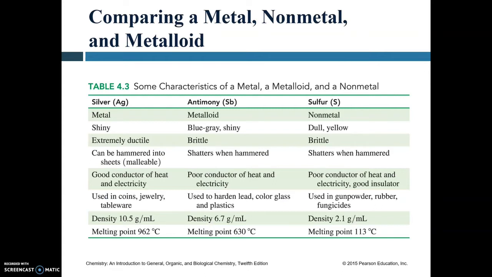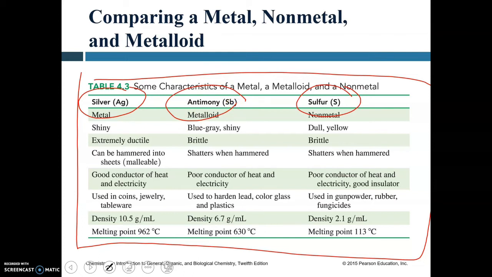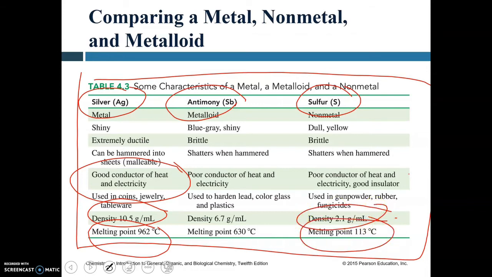So here in this table you can see the comparison, the features between the metal silver, nonmetal sulfur, and metalloid antimony. You can see the differences. Metals usually have higher density, higher melting points. We already mentioned they're very good conductors of heat and electricity. For nonmetals, usually the density is lower, the melting point is lower, and the conductivity is pretty low. Metalloids are kind of in the middle.